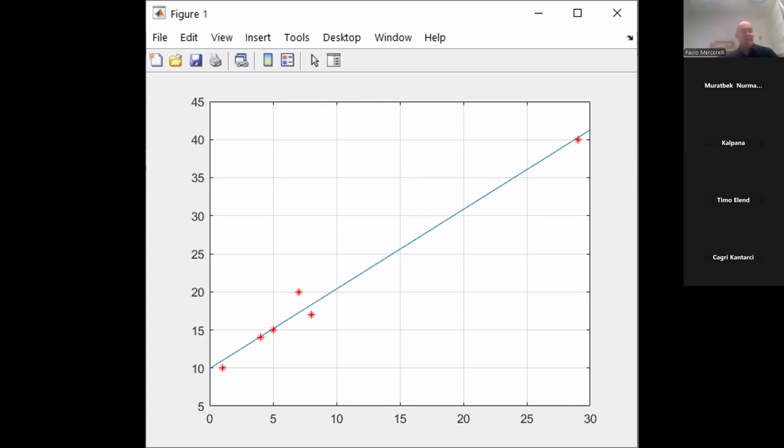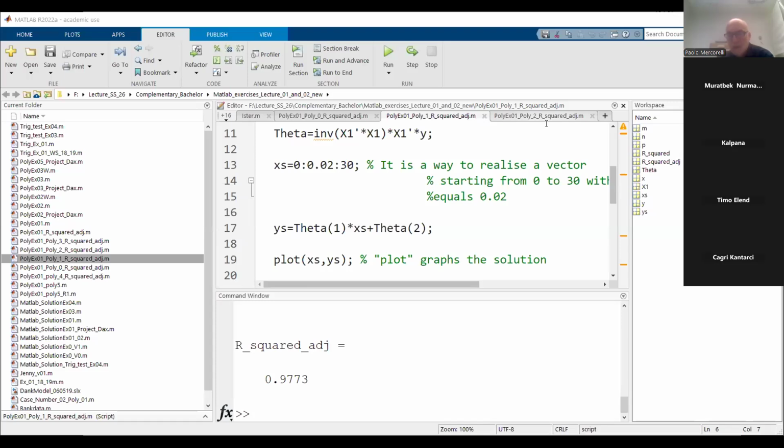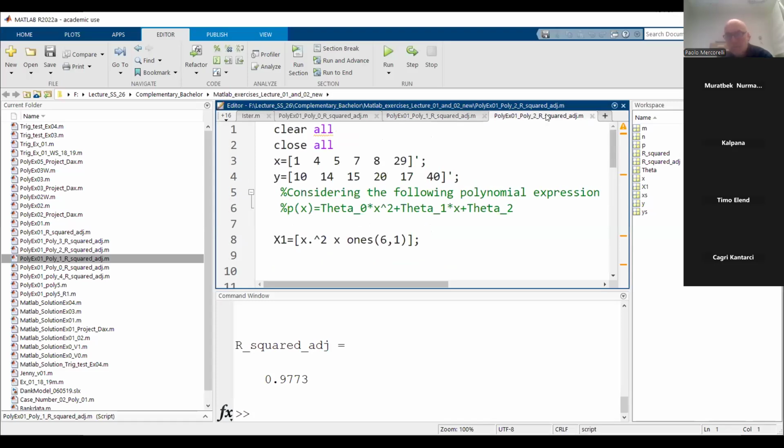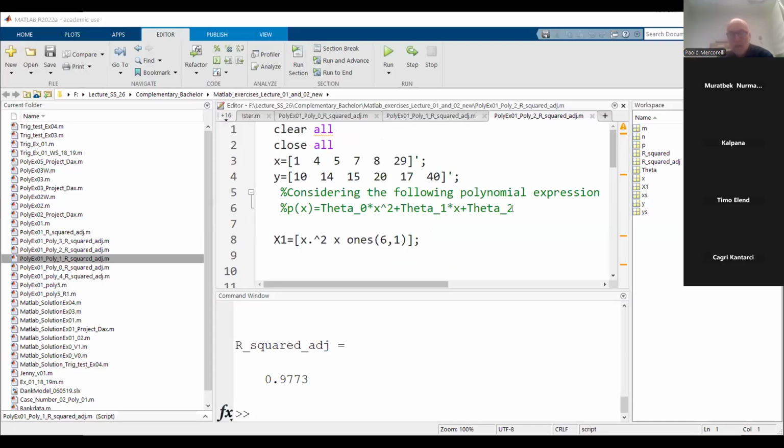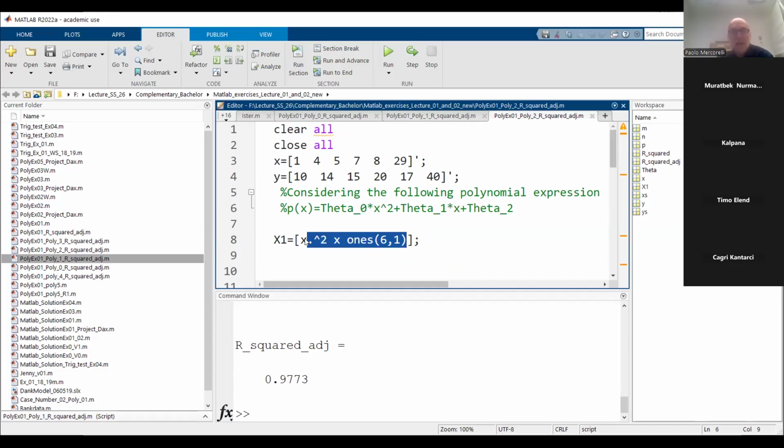Let me now open the polynomial order 2. Polynomial order 2 is already open here. You can see here from the comment, not only from the comment, but also from the exploration matrix. I insisted a lot on this in the past lecture. The rest does not change anything. Let me run.